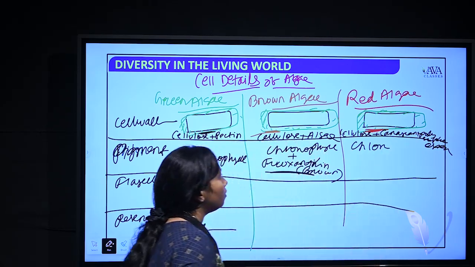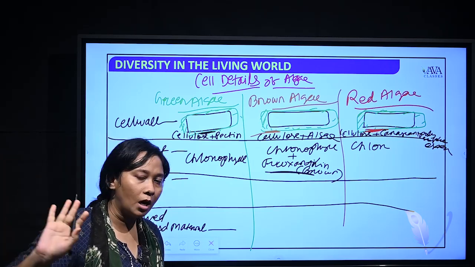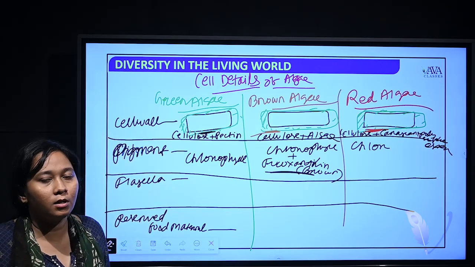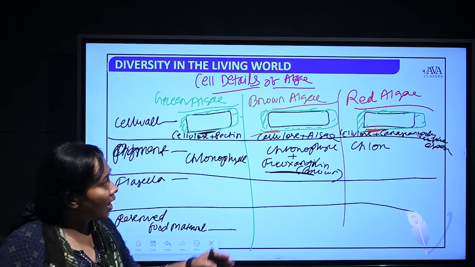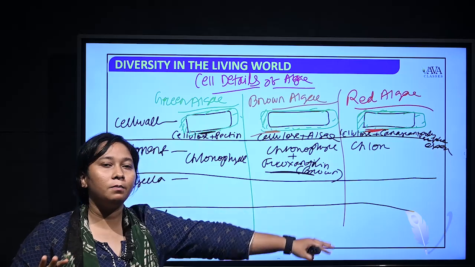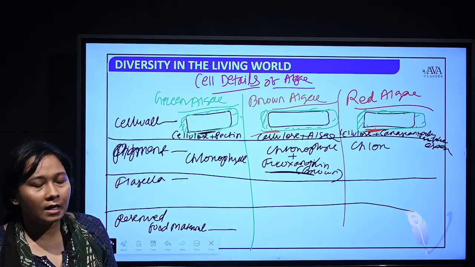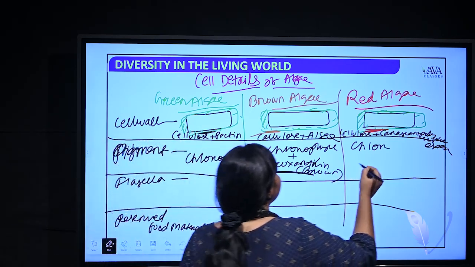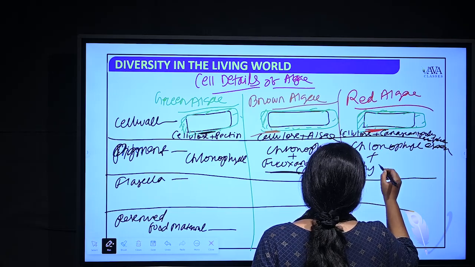If they didn't have the pigment chlorophyll, they wouldn't be able to synthesize food. As you know, chlorophyll is responsible for capturing sunlight and helps in photosynthesis. So they have chlorophyll, but the amount of the red pigment phycoerythrin is high, that's why they appear red in color.